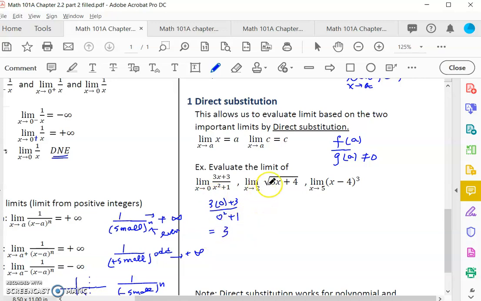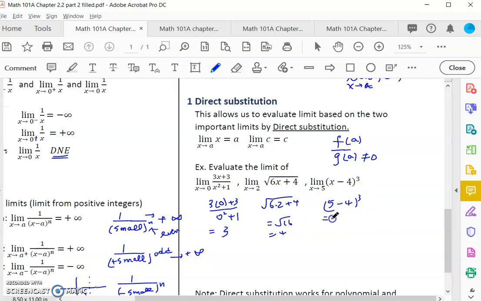And this is a root, and there's no divide by 0, so I just plug in. 6 times 2 plus 4, so equal to the square root of 16, equal to 4. And this is also no divide by 0, and it's just algebraic operations of x, like a polynomial. So I would just do 5 minus 4 to the cube.